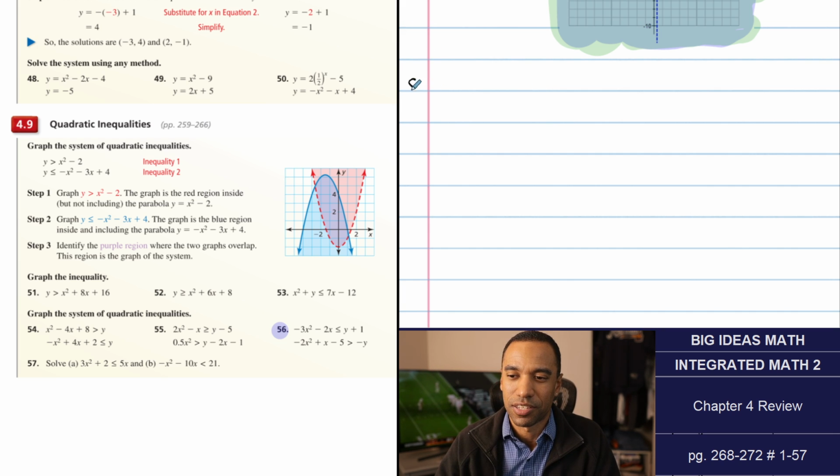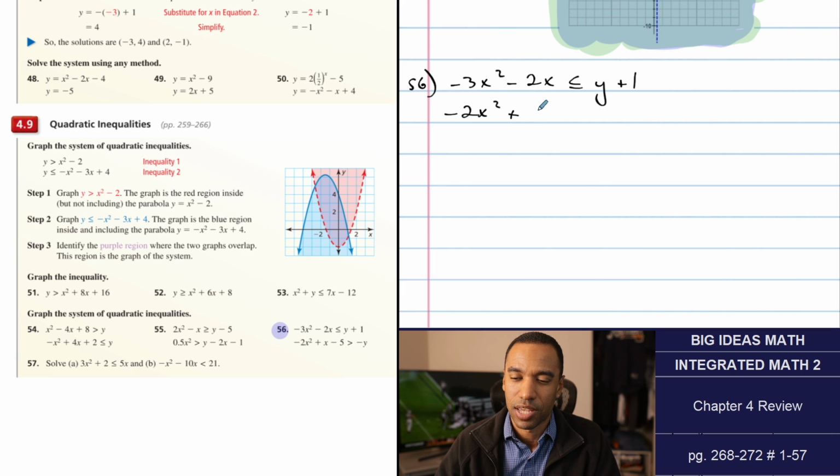All right, number 56. Can we at least shade inside of a parabola this time? Let's see. Negative 3x squared minus 2x is less than or equal to y plus 1. And negative 2x squared plus x minus 5 is greater than negative y.